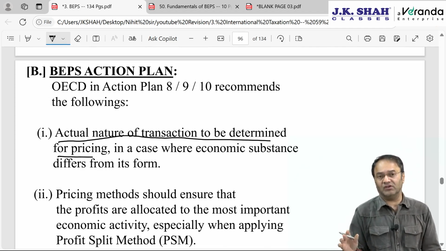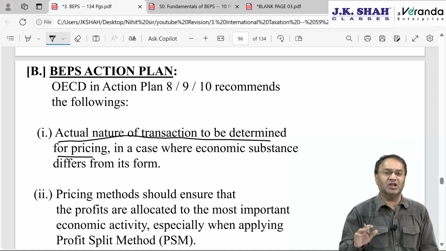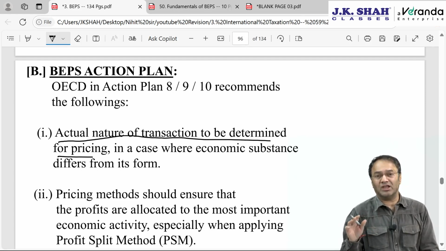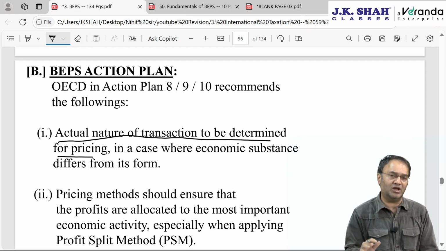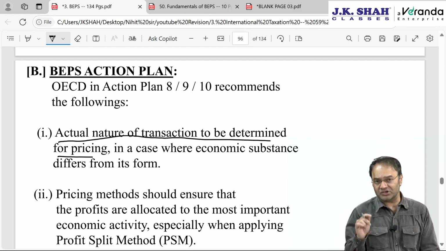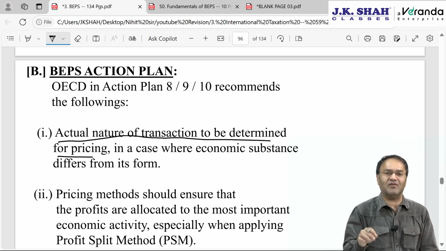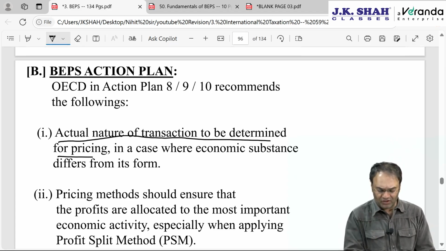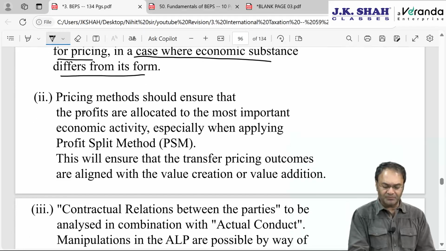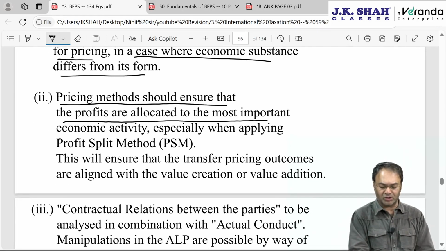So actual nature, in case the given income is coming from royalty, it is royalty income, then it is not dependent on capital. Capital should not be the correct profit level indicator. Correct profit level indicator should be intangible. So the assessing officer or the tax officer will have to be a little vigilant. He will have to focus and understand what is the nature of transaction in case where economic substance differs from its form. Then pricing method should ensure that the profits are allocated to the most important economic activity, especially when applying profit split method.